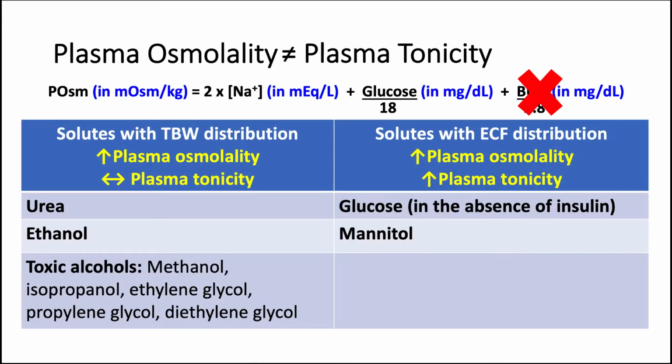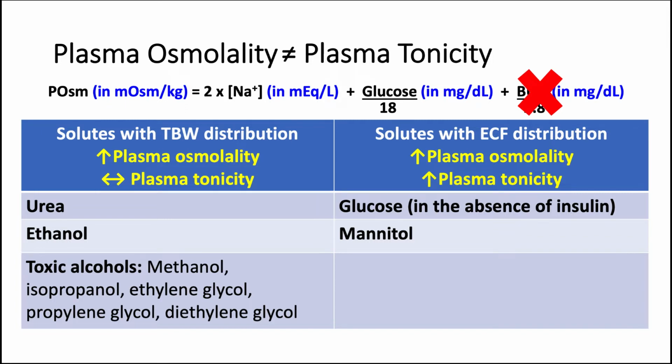So if we can differentiate between solutes that contribute to the tonicity versus solutes that do not contribute to tonicity, we have to know what is the distribution of those solutes in the body. If those solutes are able to cross some membranes, therefore distributing in total body water in the column on the left, then they will increase the plasma osmolality, but they will not increase plasma tonicity. What are those solutes? Urea, ethanol.